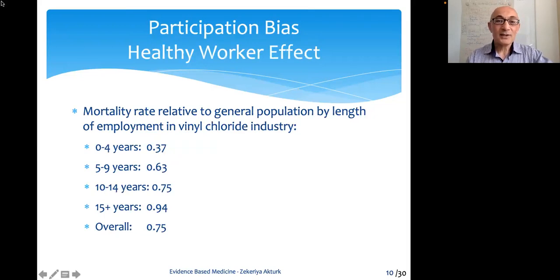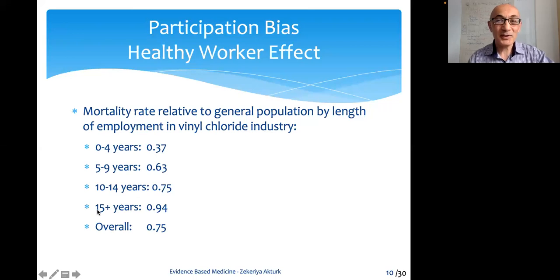Another issue is this healthy worker effect in the participation. What is this? You see here an example, vinyl chloride industry. People working in the vinyl chloride industry, they measured their mortality rates. And you see that recent employees have less mortality compared to people who are employed for longer times, 15 years and more.